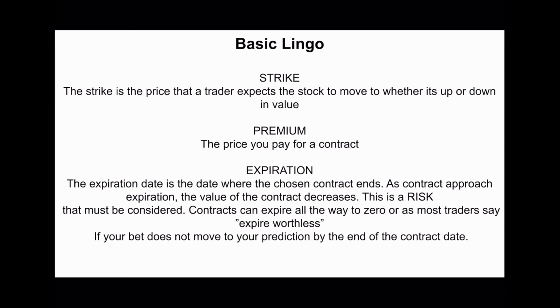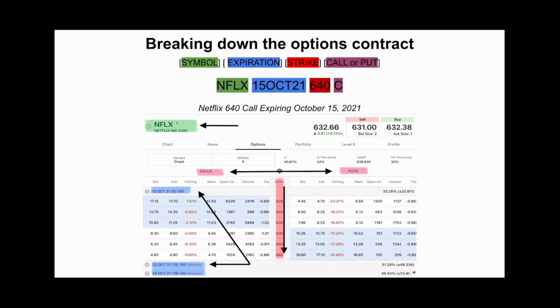So here's a breakdown of the options contract, and you'll see this. I'll show you an example of what it looks like also in the Discord. I color coded this. Green is the symbol, the blue is expiration, red is the strike, and maroon is call or put. So what it looks like is the ticker symbol NFLX, 15 October 21, 640 call, meaning I want it to go up, and expiring on the 15th of October.